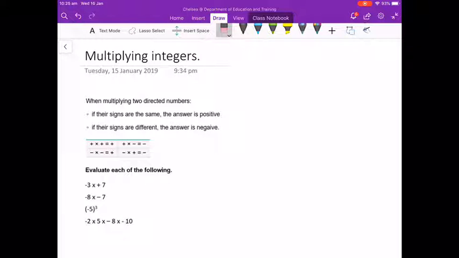Today we're looking at multiplying integers. An integer can be a positive number, a negative number, or zero. So when you're multiplying two directed numbers, if the signs are the same, the answer is going to be positive.